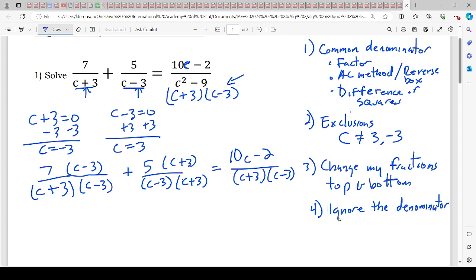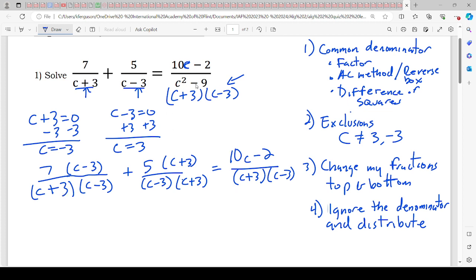We're going to ignore the denominator and then distribute. So that's my fourth step, is ignore the denominator and distribute. Now, the thing is, I'll just say this real quick and then I won't go into it. I don't like really doing that.